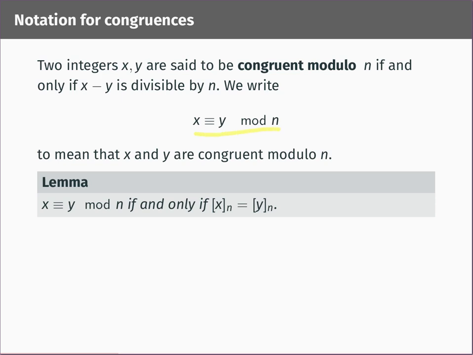There's a connection between congruence modulo n and these congruence classes modulo n, as the name suggests, which is that x is congruent to y modulo n if and only if the class of x is equal to the congruence class of y mod n. So let's try and prove this result. So let's suppose that x is congruent to y modulo n.